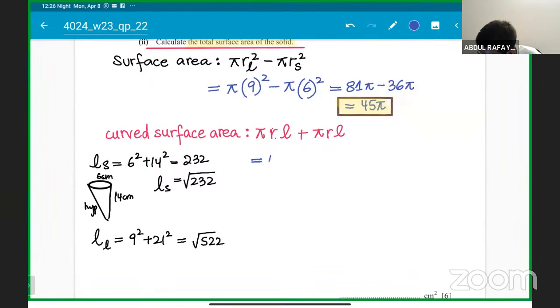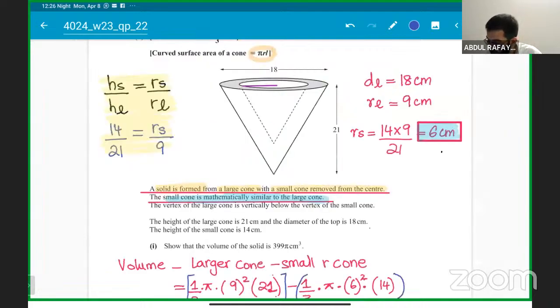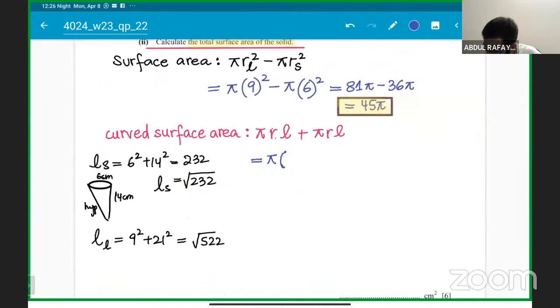तो इट विल बी सर पाई इनटू द रेडियस. मेक श्योर यहाँ मिस्टेक होती है, आपने कोशिश करनी कि जो आप रेडियस ले रहे हैं वही लें. तो अगर आप स्मॉलर कोन का रेडियस ले रहे हैं तो आप स्मॉलर कोन की स्लांट हाइट लेंगे, दैट इज स्क्वायर रूट ऑफ 232. And if you are taking the radius of the larger one, that is 9. So you will take the slant height of the larger one, that is 522. Hope this answer is correct. Let's try to put in there.